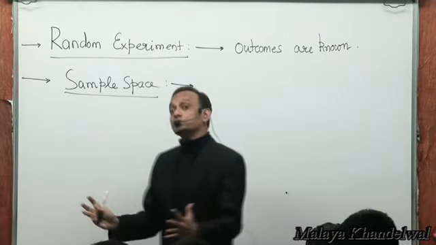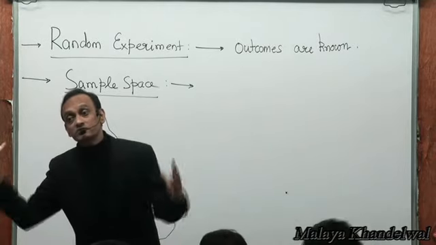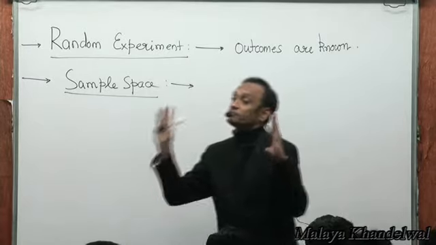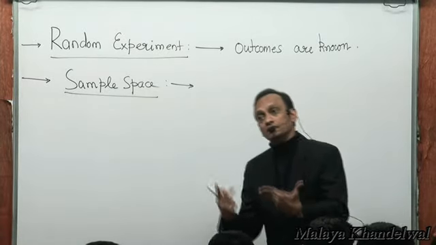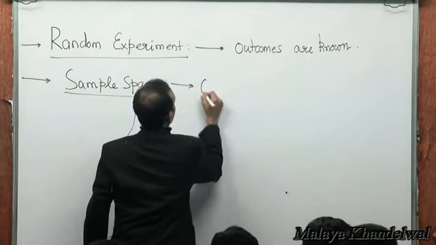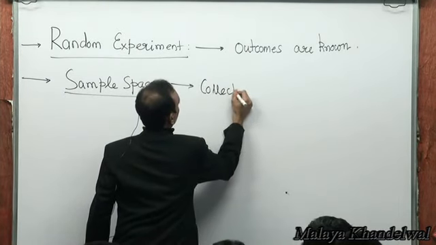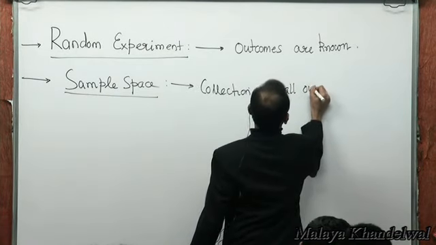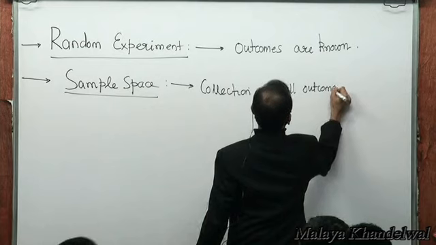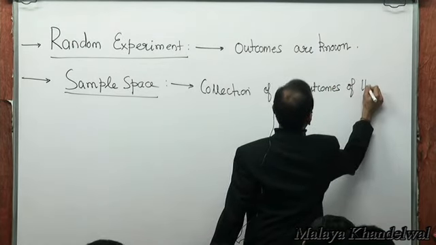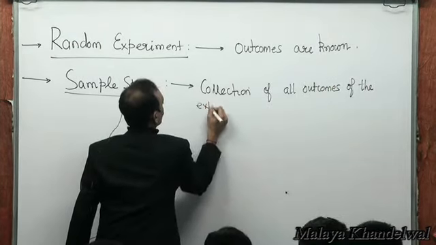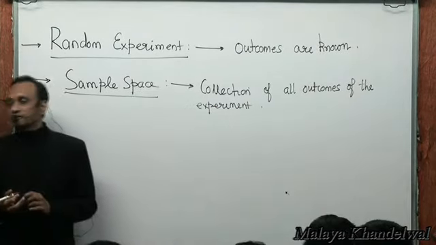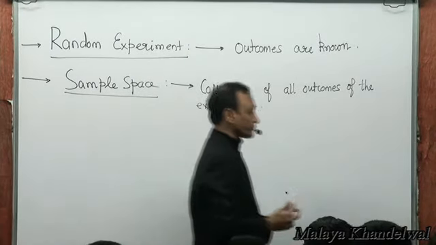So, collection or population of all possible outcomes is the sample space. Sample space is the collection or population of the entire set of outcomes. That's the sample space. All outcomes of the experiment. That's called a sample space, of the random experiment.